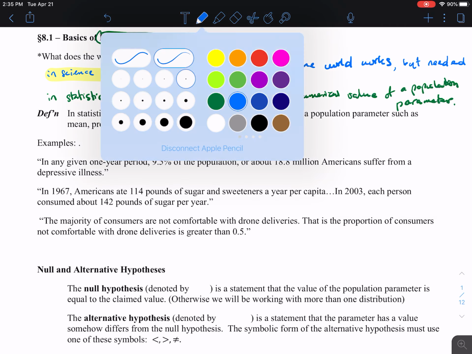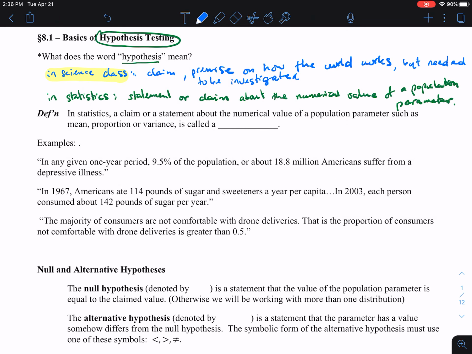So the first definition here, just as we stated: in statistics, a claim or statement about the numerical value of a population parameter, such as the mean mu, p or variance, is called a hypothesis. That's what we refer to in a stats class: a statement, a sentence, or a claim. Someone makes a claim, and somewhere there's a number that the person claims the population value should be around. That is a hypothesis. Here are some examples.